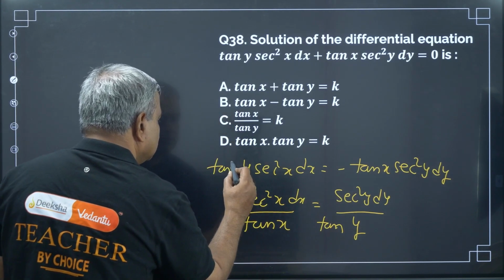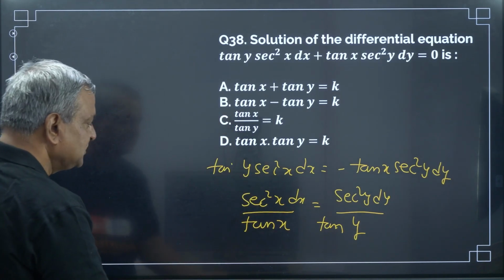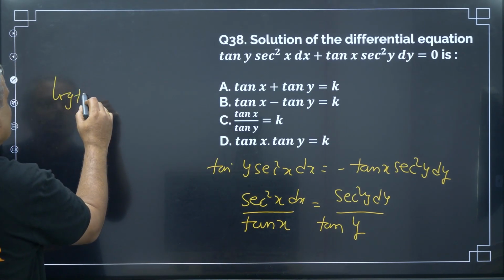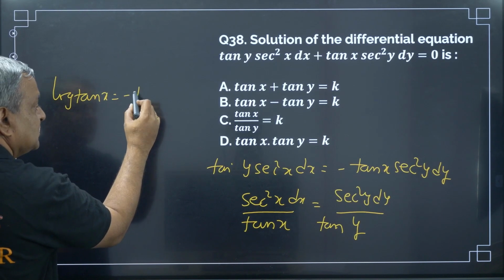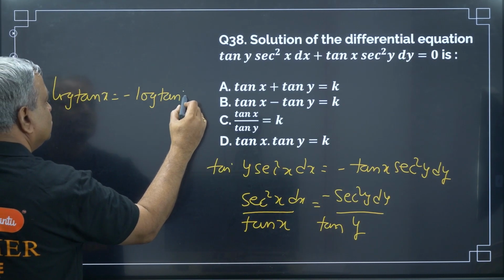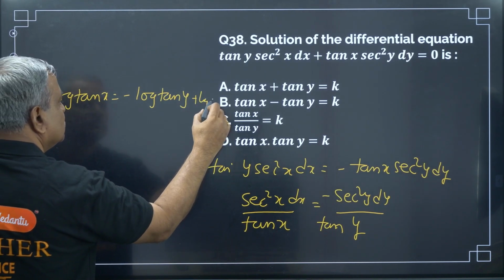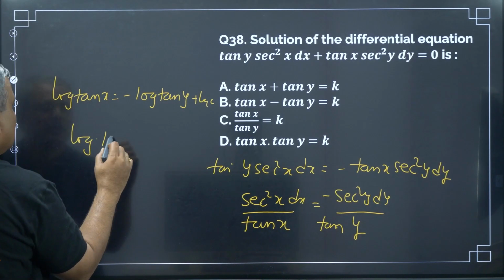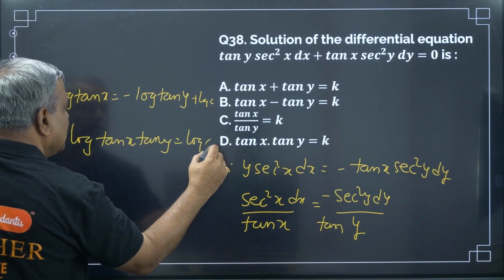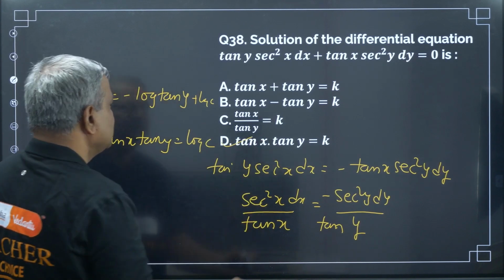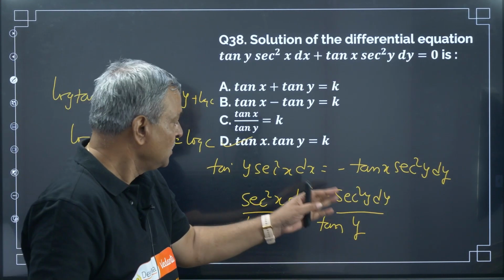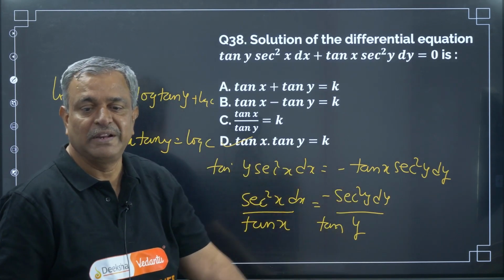This is tan y. Now integrate both sides. The integral of secant square x is log tan x. So log tan x is equal to minus log tan y plus log c. So we can write log of tan x tan y is equal to log c, or tan x tan y is equal to k. Option D is correct. Simple variable separable: x variable on one side, y variable on the other side.